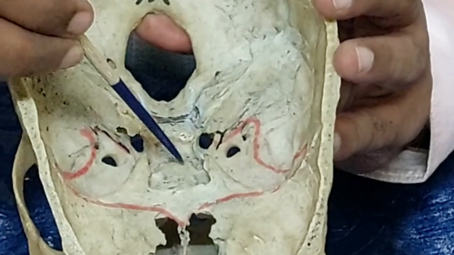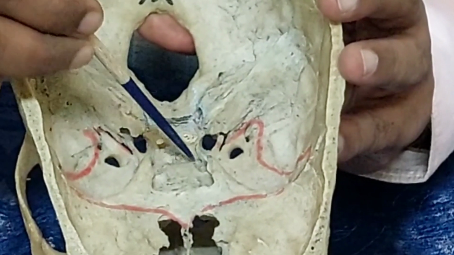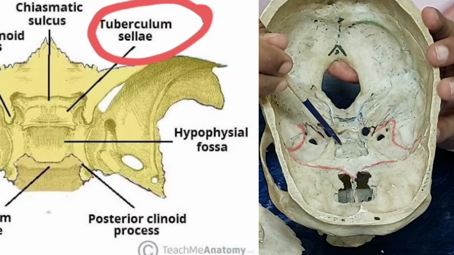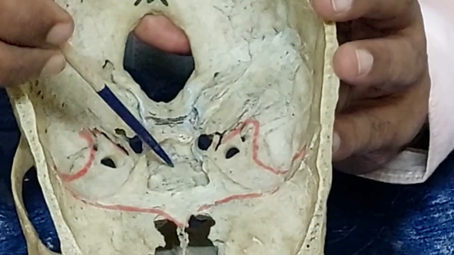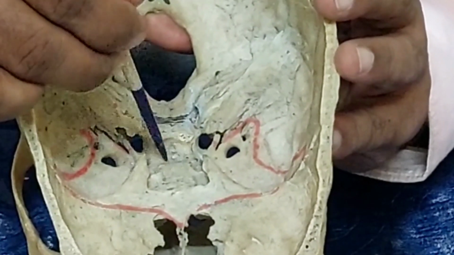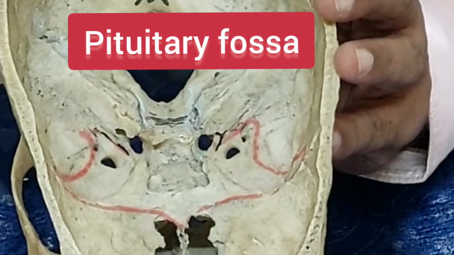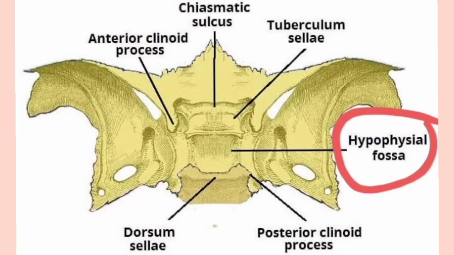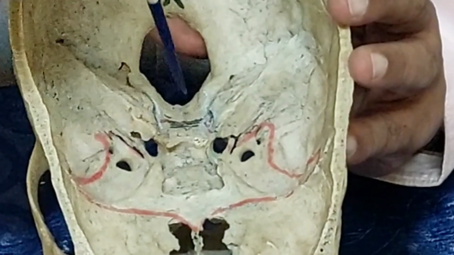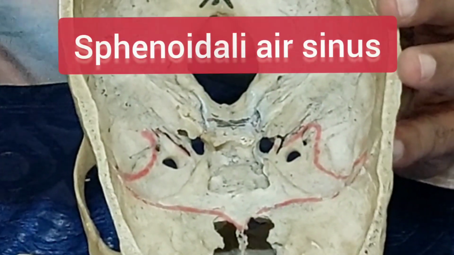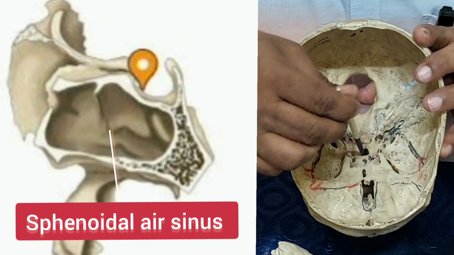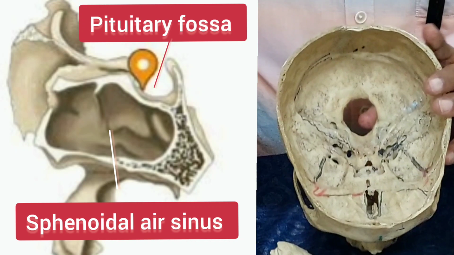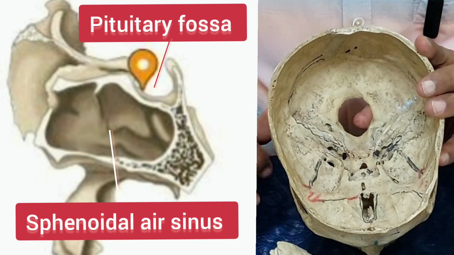And posterior to this sulcus chiasmaticus, this ridge is called the tuberculum sellae. This tuberculum sellae is a bony ridge, and behind it is a depression called the hypophyseal fossa or pituitary fossa, where the pituitary gland is lodged, and deep to this gland is the sphenoidal air sinus within the body of the sphenoid. Here is the cavity inside the body, that is the position of the sphenoidal air sinus.